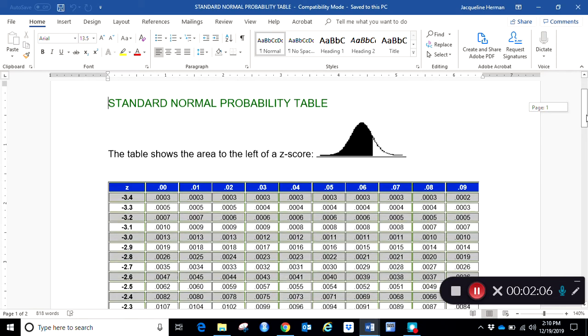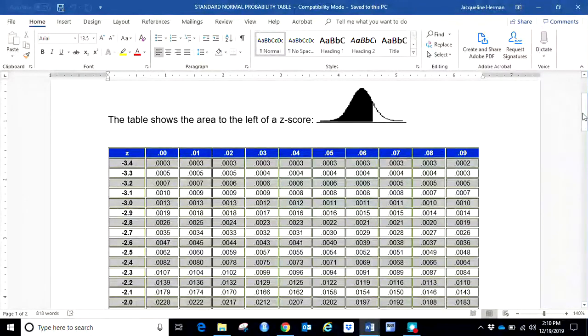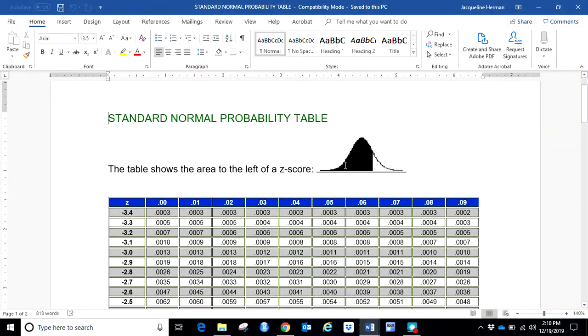All right, the first thing I like about this table is it gives you a little picture at the top. It tells you the table shows you the area to the left of a z-score. What that means is anytime I come to this table, it's reading left of the value that I'm trying to find. It's never going to give me anything else. If I do want something else, we're going to have to talk about some rules of what I can do when my table only gives me what's to the left.